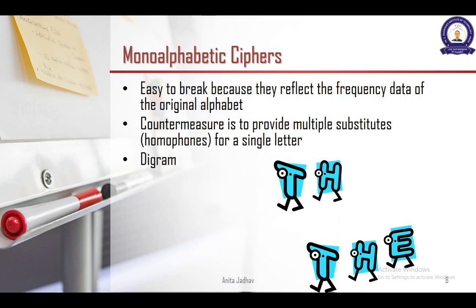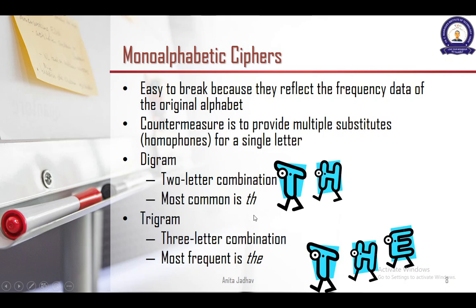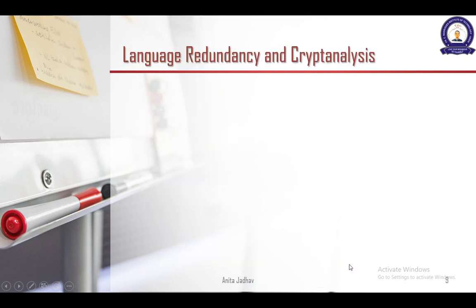So what can you do for this? The countermeasure is to provide multiple substitutes for a single letter. So instead, whenever it is W, I can replace it with IN. That way we have to think of increasing the security. So with digrams, because we have done this in the comparison, the most common 2-letter combination is TH, and the most common 3-letter combination is THE.